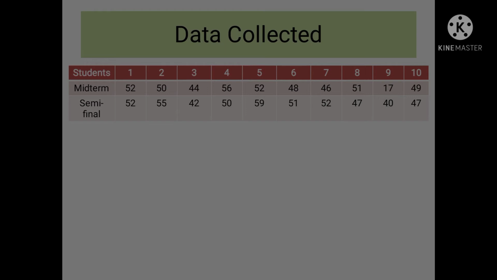Student 3 got a midterm score of 44, semifinal is 42. Student 4, 56 midterm, semifinal is 50. Student 5, midterm 52, semifinal is 59. Student 6, midterm 48, semifinal 51. Student 7, midterm is 46, semifinal is 52. Student 8, midterm is 51, semifinal is 47. Student 9, midterm is 17, semifinal is 40. Student 10, midterm is 49 and semifinal is 47.